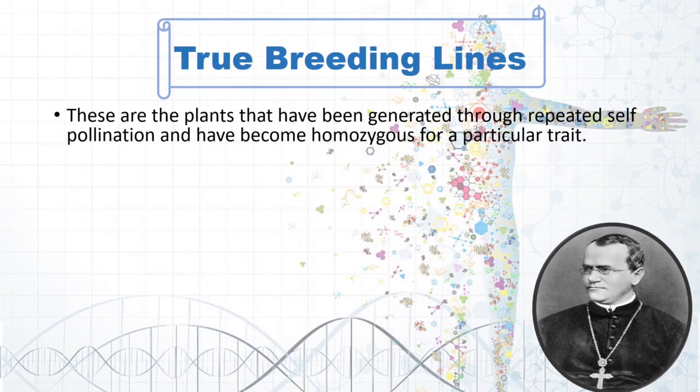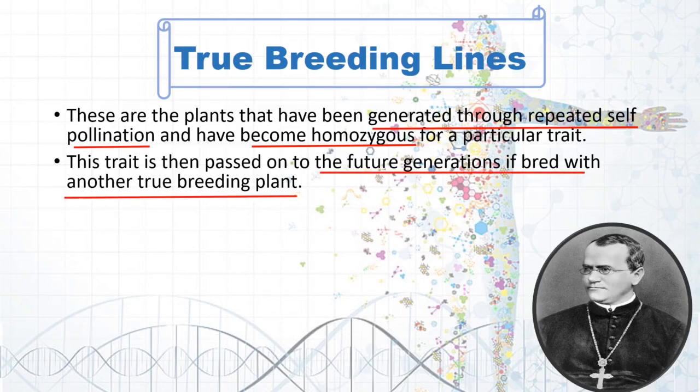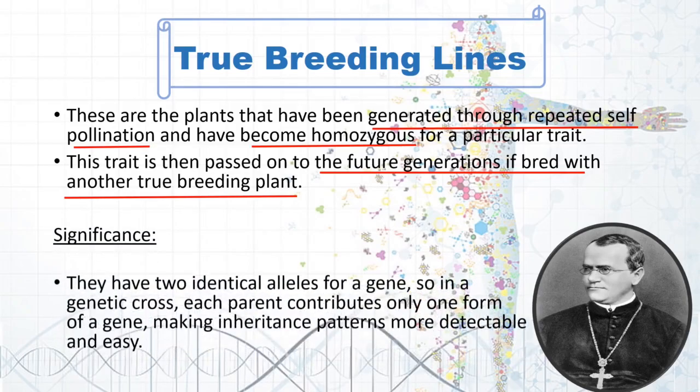True breeding lines. These are the plants that have been generated through repeated self-pollination and have become homozygous for a particular trait. Homozygous traits were developed with alleles either as both dominant or both recessive. This trait is then passed on to the future generations if bred with another true breeding plant. Suppose a tall plant with dominant alleles is bred with a dwarf plant with recessive alleles. So the traits of tallness or dwarfness will be passed on to the next generation. We will see in a while which is going to express and which is not.